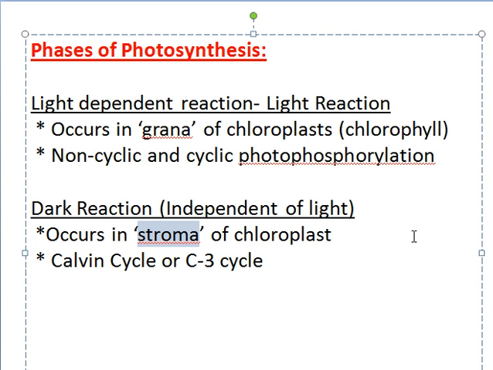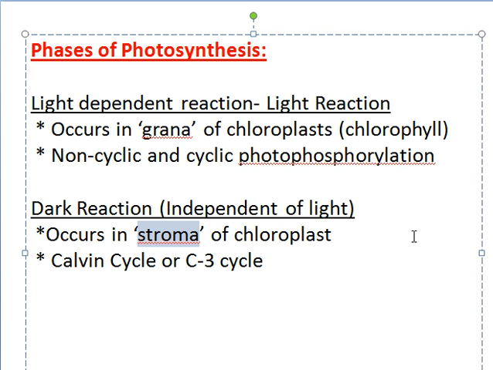It is actually not the cytoplasm, it is the liquid matrix of the chloroplast, where all the enzymes for photosynthesis are present, and glucose molecules, which will be formed after the dark reaction is complete, are also present in the stroma of chloroplast. So the site for dark reaction is the stroma of chloroplast. Likewise, the site for light reaction or light dependent reaction is the grana of chloroplast.